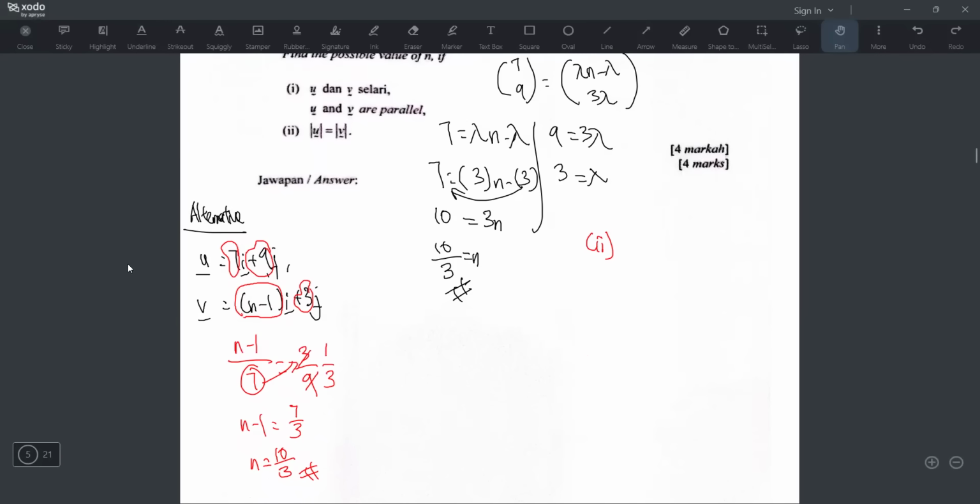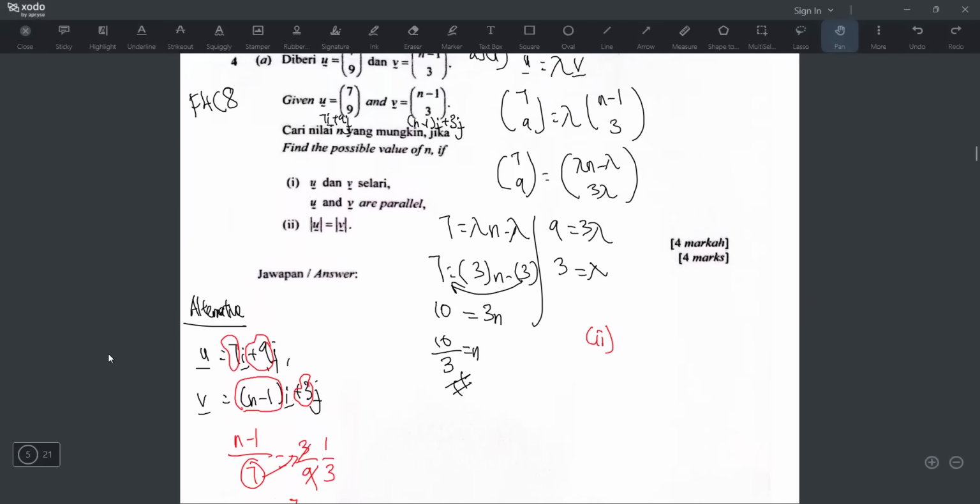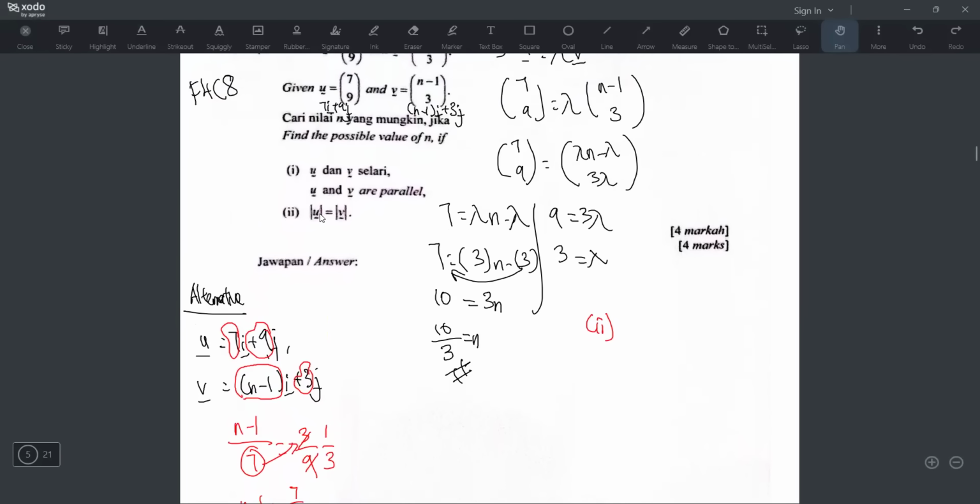If it's parallel, only do like that. Okay, hope you get it. Alright, the next one is modulus u equals modulus v. But actually, hold on, this is not modulus. In this chapter, when you see this modulus symbol, we call it magnitude.